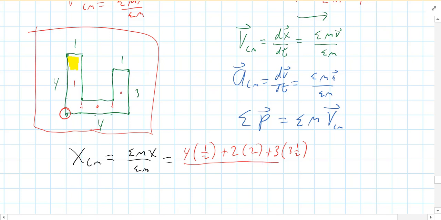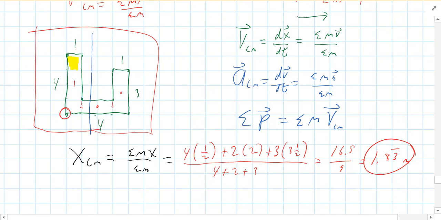And I'm going to divide that by the total mass of the object, which is just 4 plus 2 plus 3. Now, hopefully you notice you cannot cancel the 4, the 2, and the 3 here, right? That's why you can't cancel the m's out of that equation. And when I do the math here, I get 16.5 over 9, which is 1.83 repeating. And if this were meters, that would be it. So on this shape, if this is 1, this is 2. So it's about here. Somewhere right around there is our x center of mass.